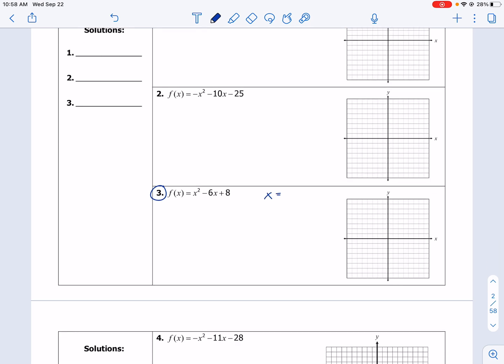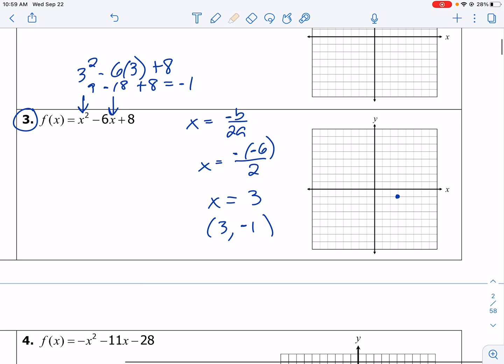All right, so these all start the same way. Negative b over 2a, a negative 6 over 2 times 1 gets us a positive 3. And then we want the y-coordinate, so we need to plug that in. 3 squared minus 6 times 3 plus 8. We get 9 minus 18 plus 8, which is a negative 1. So 3, negative 1 is our vertex.